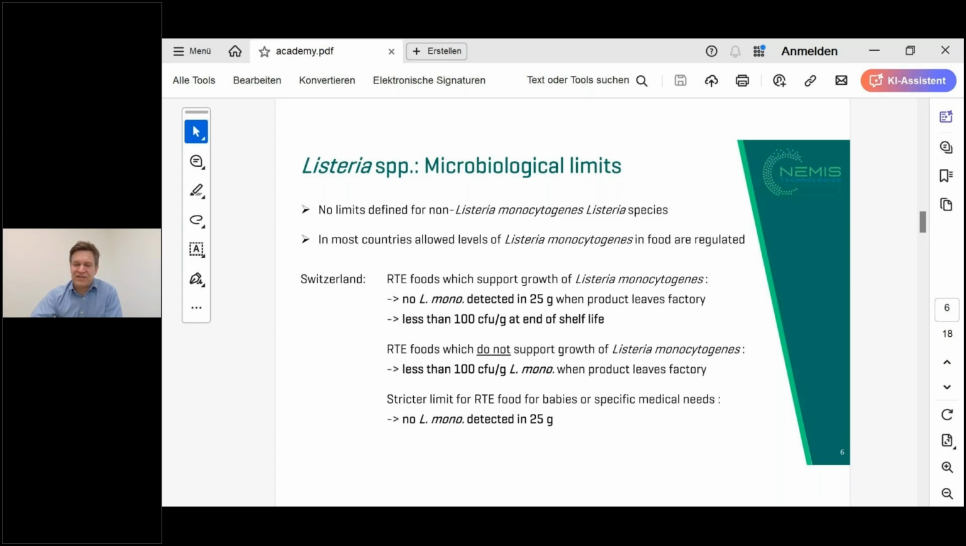On the other hand, RTE foods which do not support growth of L. mono can have 100 CFU per gram when the product leaves the factory. However, it's specifically mentioned in the regulation that if the food is to be used for babies, for specific medical needs, or for immunocompromised persons, then no L. mono should be detected in 25 grams of food.